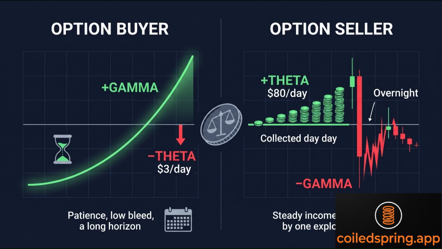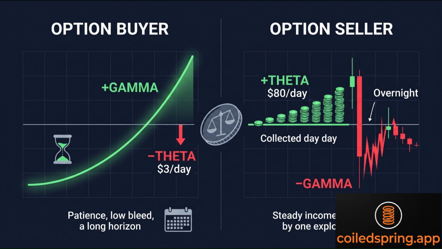These are not just different strategies. They are different philosophies about risk. The buyer pays daily to be protected from large moves and to benefit from them. The seller earns daily and accepts the risk of large moves working against them. Neither is right or wrong in absolute terms. But you need to know which game you're playing before you put the trade on, because confusing the two is one of the most common and expensive mistakes new traders make.